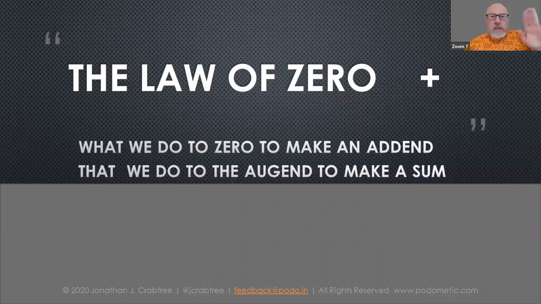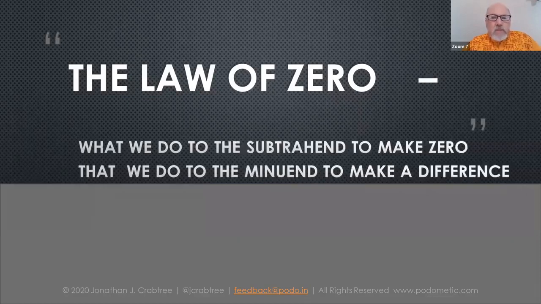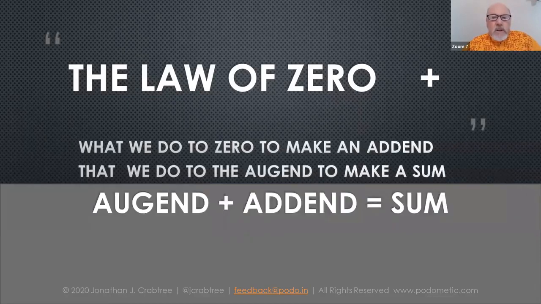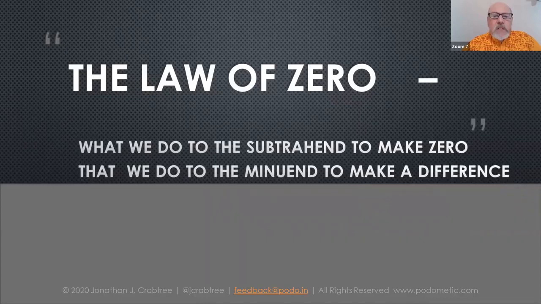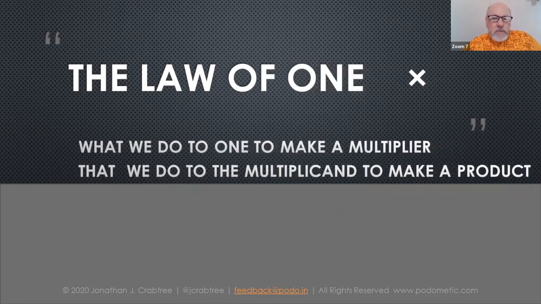So I'm just going to say farewell and continue on because I need the room on my screen. So we've got augend plus addend equals sum. So that was the law of 0 for addition. We've also got the law of 0 for subtraction, and that's what we do to the subtrahend to make a 0, we do to the minuend to make a difference. So we've got minuend minus subtrahend equals difference. And I'm going to give you examples. I'm just running through the 4 basic laws of the identity elements.